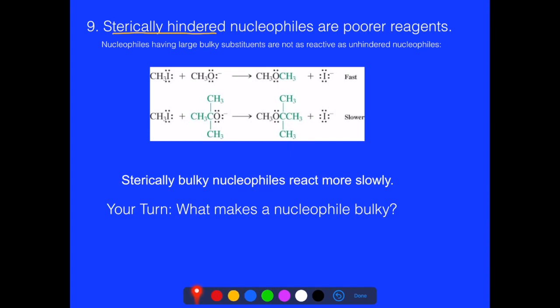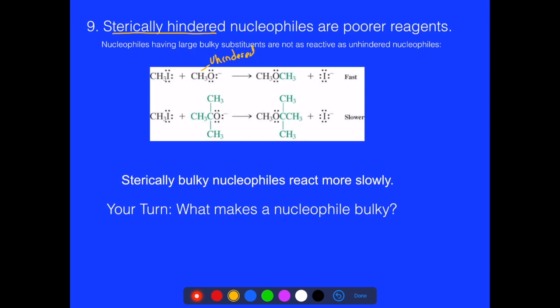What do we mean by steric? We've talked about steric hindrance and other things earlier in the semester. Nucleophiles having larger, bulky substituents are not as reactive as unhindered ones. So let's be clear. This is one nucleophile, and it's not real clear, but this would be unhindered.